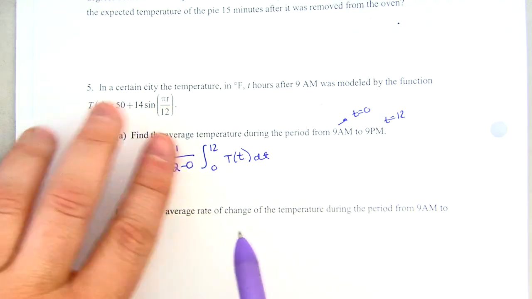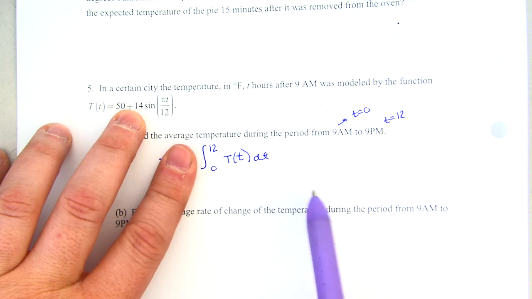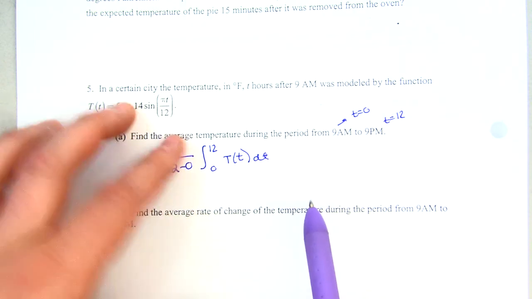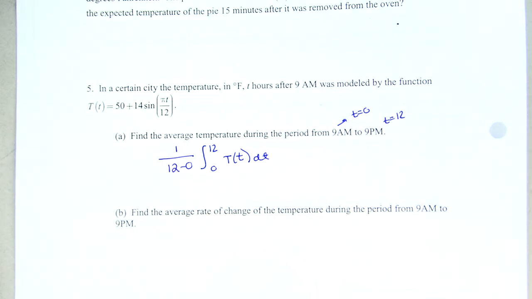If it was me, I would ignore the 1 over 12 out front. I would just do the integral and then multiply the answer by 1 over 12. But go to the calculator. Let's get an answer. It may take the calculator a few moments because remember what it's really doing is one of those area approximation things with a whole lot of rectangles, like a million rectangles. So it's going to take some time to calculate it.